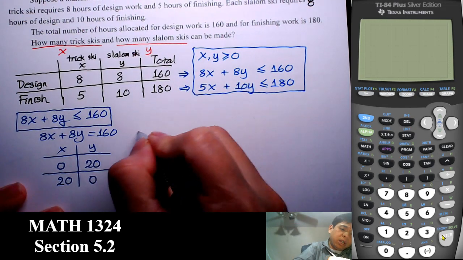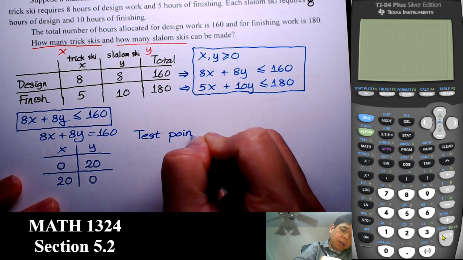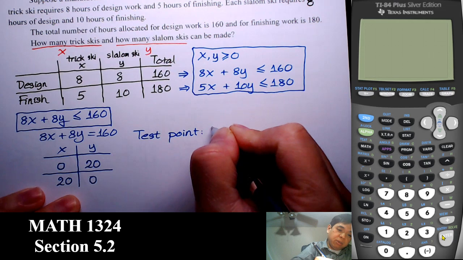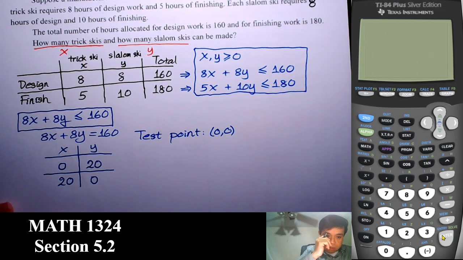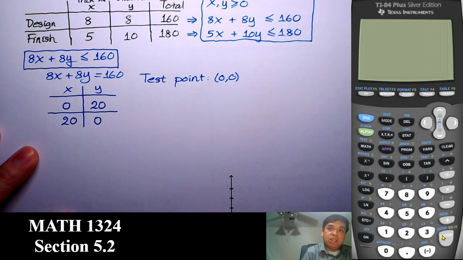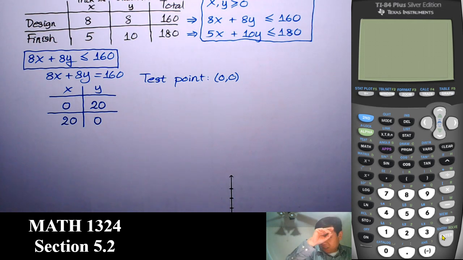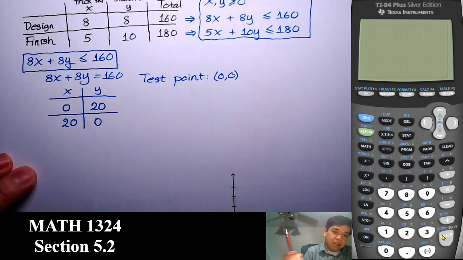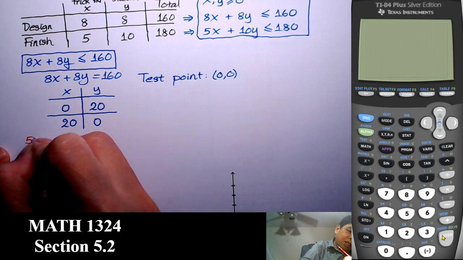If we want to, we can do the test point at this point. 0, 0 will work just fine because it's not on the line. But again, good advice: it would be wise to graph the line first to see what point we test. I think we can test later. That would be a wiser decision.